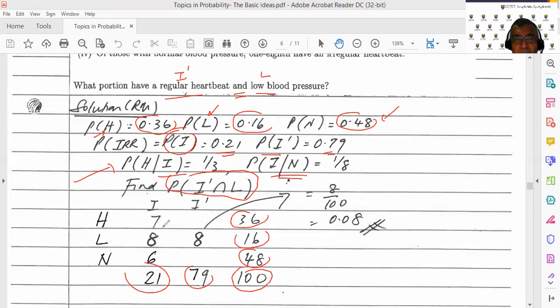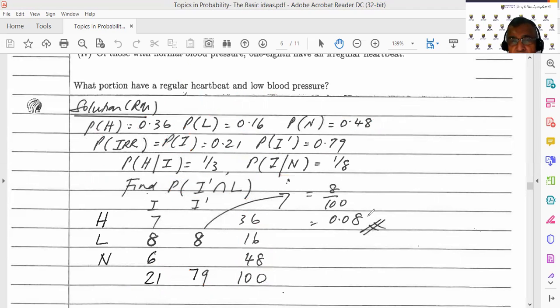And then you can fill in all these numbers quite easily. So go through it. Not difficult. I've given you a solution here, and I've only filled out all the important numbers.